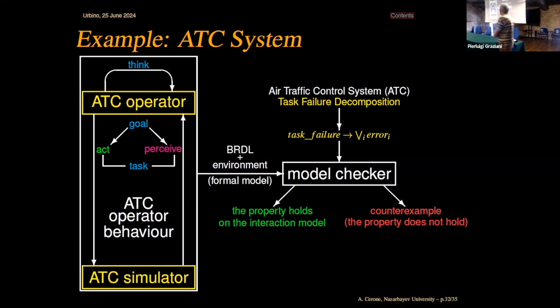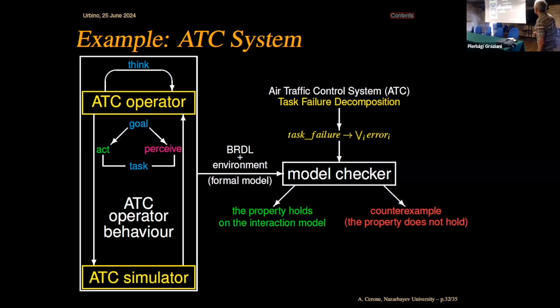What we wanted to prove is that the task failure decomposition provided by them was actually correct. So they provided different kinds of error, and they said, these are the errors that might lead the operator to do the mistake. So we formalized these errors, we formalized the task failure, so the violation of the distance, and we wanted to prove this formula. So if a task failure occurs, then one of these errors has to occur.